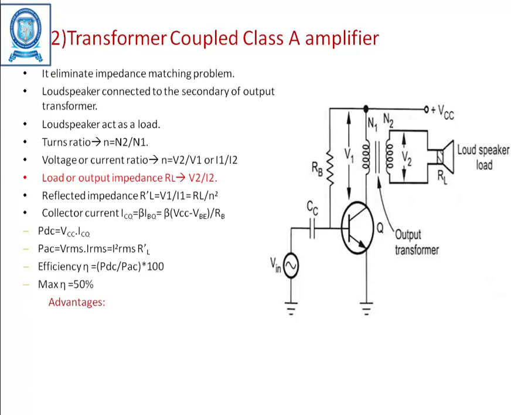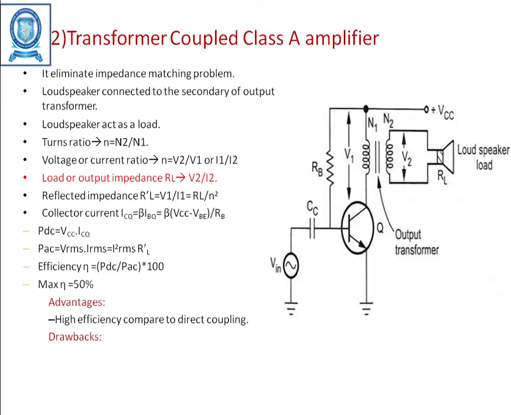The reflected impedance RL dash equals V1 by I1 equals RL by N squared. The collector current ICQ equals beta into IBQ, so beta into VCC minus VBE divided by RB. DC power equals VCC into ICQ. AC power equals VRMS into IRMS, so I squared RMS into RL dash. Efficiency equals AC power divided by DC power into 100. The maximum efficiency we have obtained is 50%.